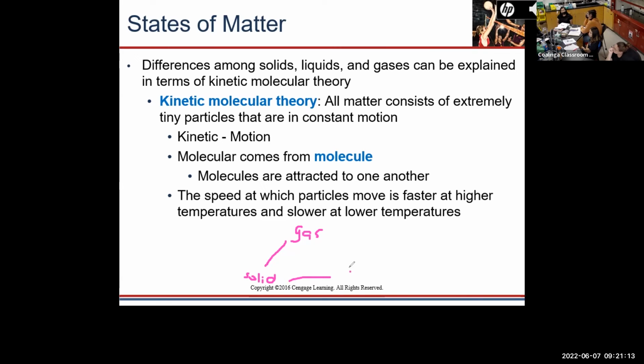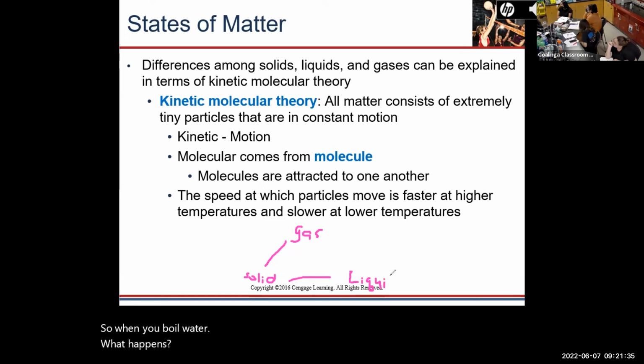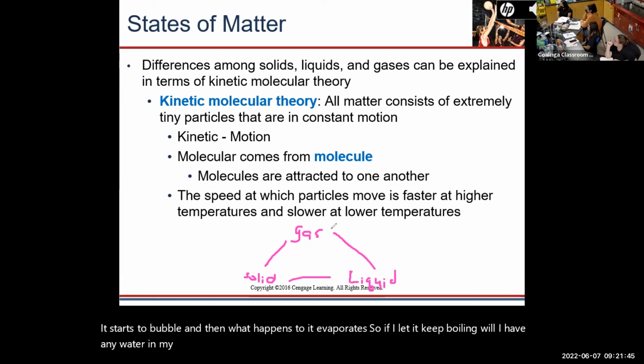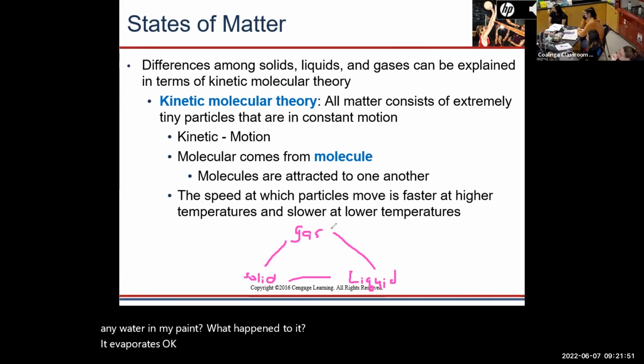Okay, how many of you guys have boiled water? Everybody's boiled water. Good. So when you boil water, what happens? It gets hot, it starts to bubble, and then it evaporates. So if I let it keep boiling, will I have any water in my pan? What happened to it? It'll evaporate, right? But is it still water?